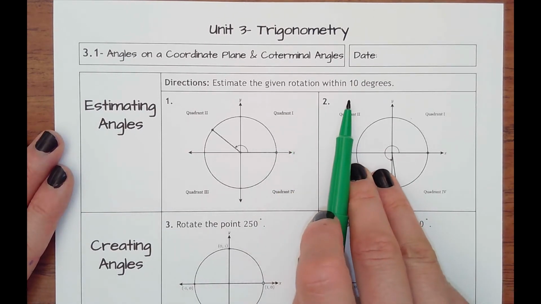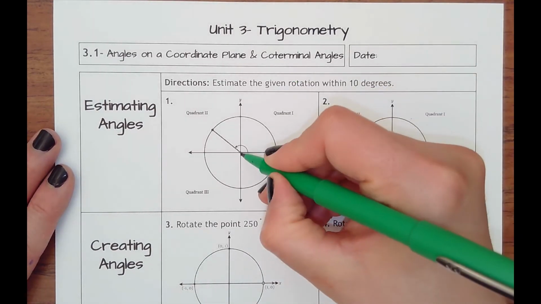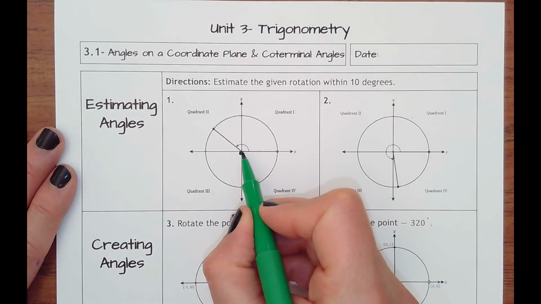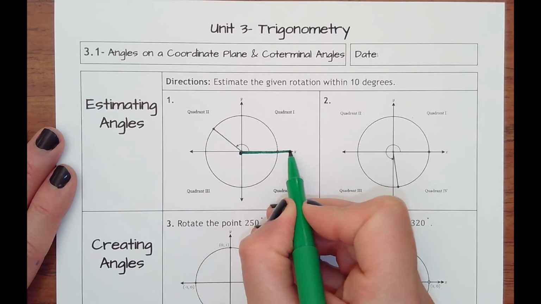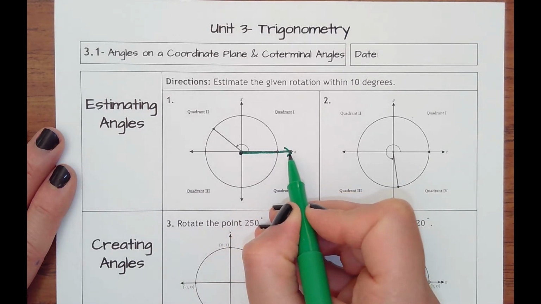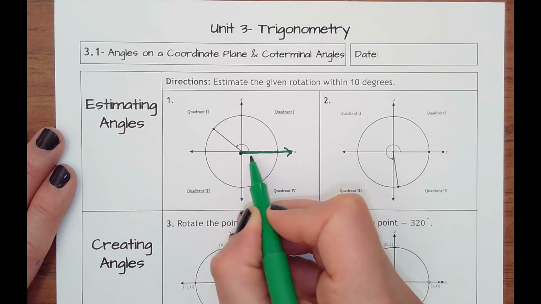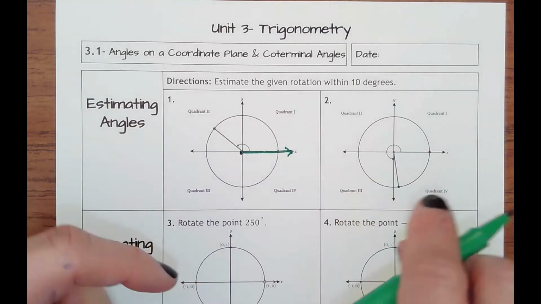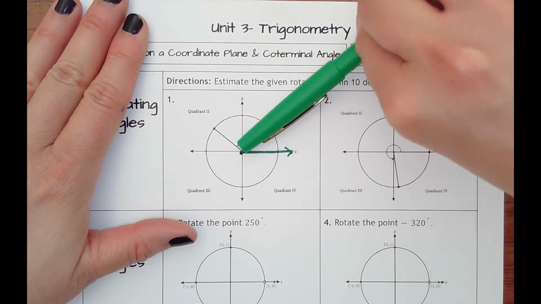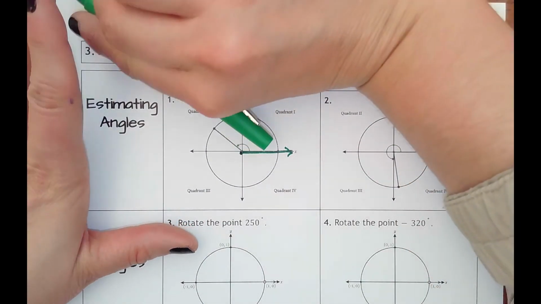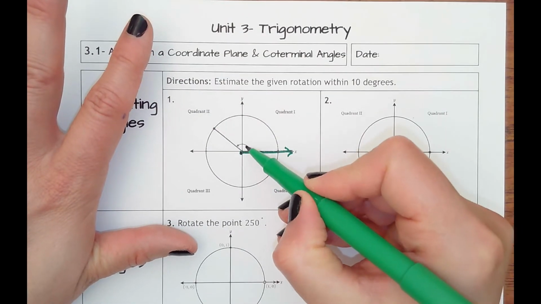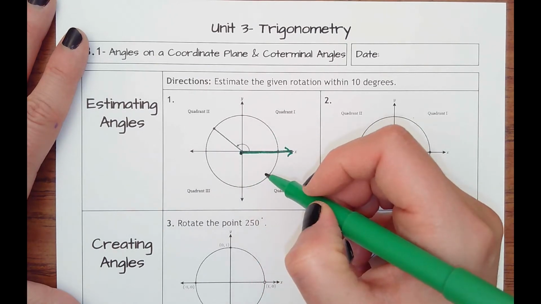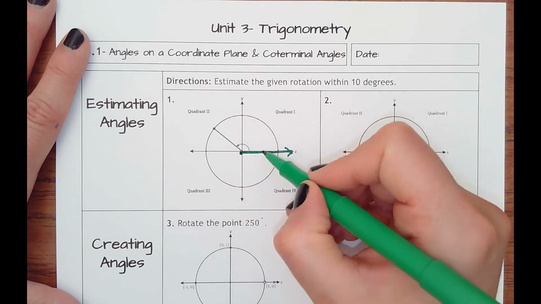Estimate the given rotation within 10 degrees. So what you need to know is our angles will start in what's called standard position, which is where you have the vertex here at the origin of the graph, and then the ray comes out on the x-axis to the right. So that's the first ray of the angle. And then it's like, hands on a clock, you're taking another ray and opening up counterclockwise. As we go counterclockwise, this is going to be the degree of rotation, and it's going to be positive when we go counterclockwise.